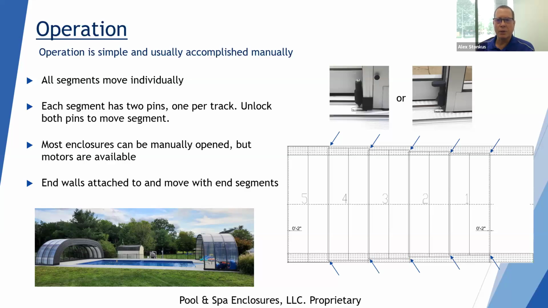You can get extended tracks to move the enclosure further off and away from your pool or deck area, patio, whether it be a restaurant and the like. But each segment basically has two pins, because what we take very seriously here is wind loads and snow loads, and we'll get into that in a little bit. Each segment is locked down where you see the arrows by pins.